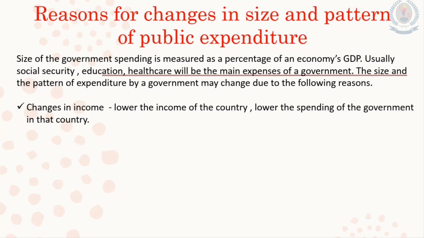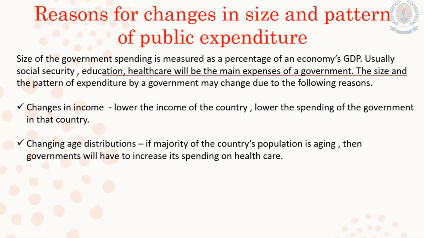Changes in income. The lower the income of the country, the lower the spending of the government in that country. This is partly because lower income countries lack a tax base to raise revenue to pay for government spending. Taxes such as income tax and VAT are difficult to administer, partly because in some countries the population density is very low in some rural regions. It is also easy to avoid in lower income countries because the size of the informal economy is large.